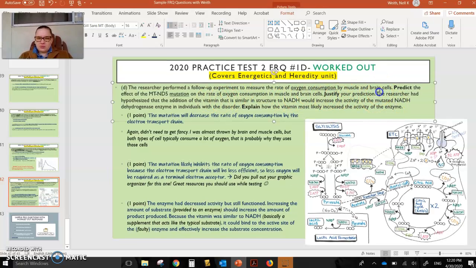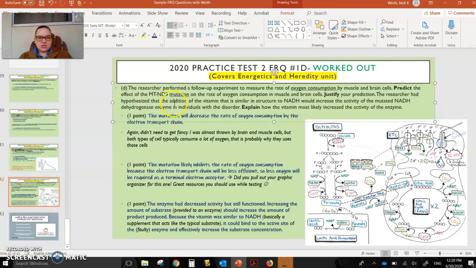Okay, justify your prediction, period. The researcher had hypothesized that the addition of a vitamin that is similar in structure to NADH would increase the activity of the mutated NADH dehydrogenase enzyme in individuals with the disorder. Explain how the vitamin most likely increased the activity of the enzyme. A vitamin being like a supplement, it's like replacing something that you maybe don't have or don't have enough of. So you may have NADHs that are getting loaded up from glycolysis and Krebs cycle, but your NADH dehydrogenase enzyme is not binding with them well, right? They're not receiving, and the active site might be goofy or something.